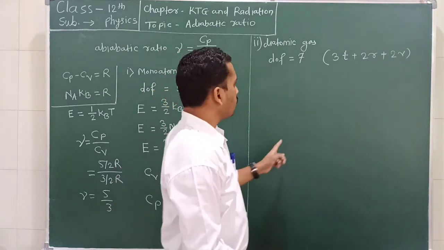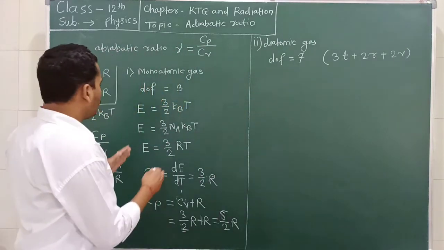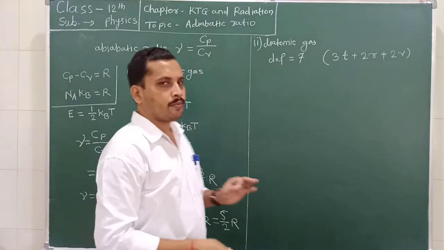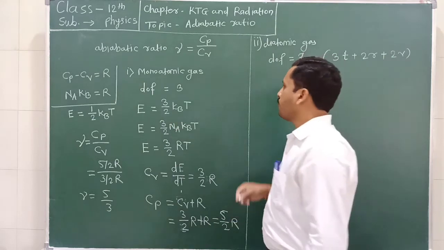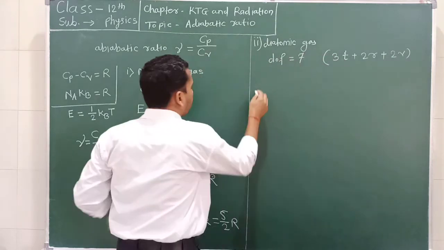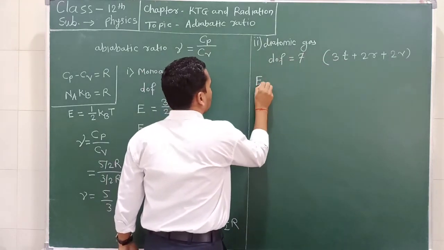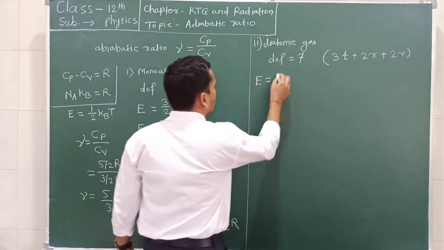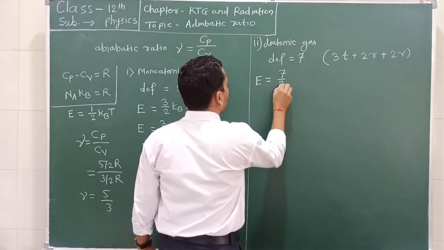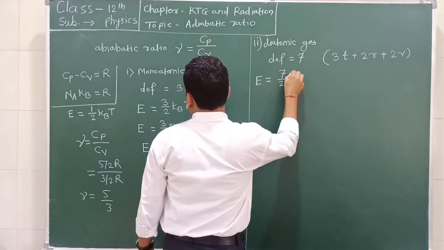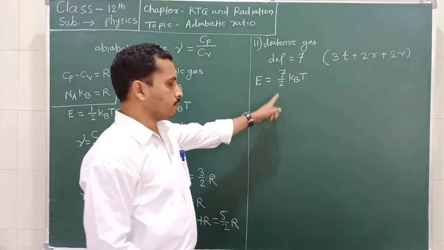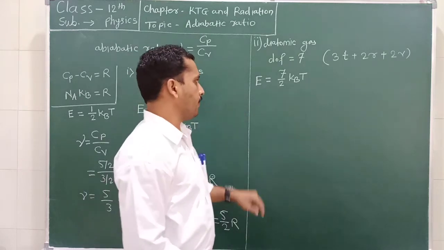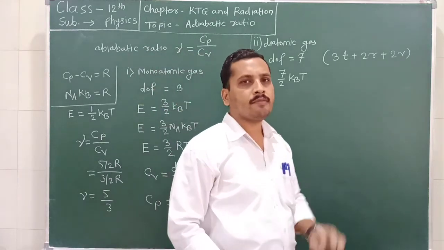Now we know the internal energy per molecule per degree of freedom is equal to 1 by 2 kBT. Therefore, for the 7 degrees of freedom, this internal energy is equal to 7 by 2 kBT. This is the internal energy per molecule.